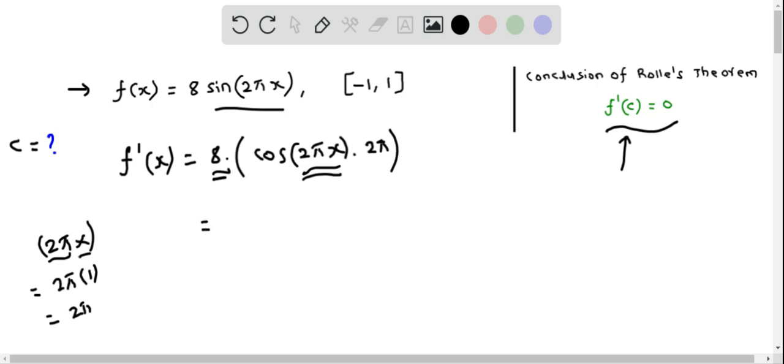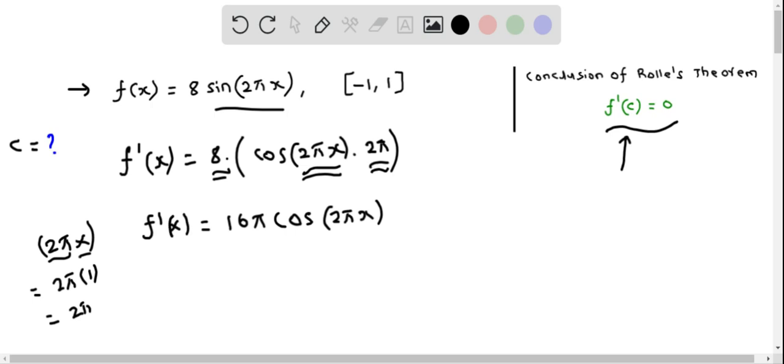We can simplify this. These are the constants: 8 times 2 pi is a constant, so it becomes 16 pi. And we have the cosine function, that is cosine of 2 pi x. This is the derivative function, that is f prime of x.